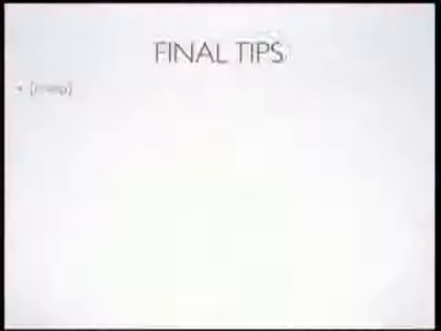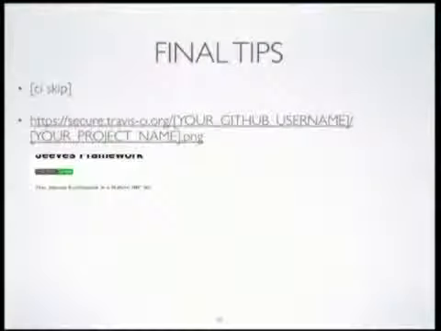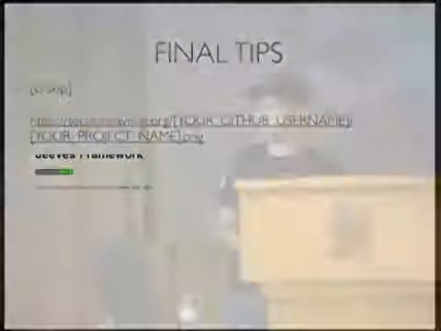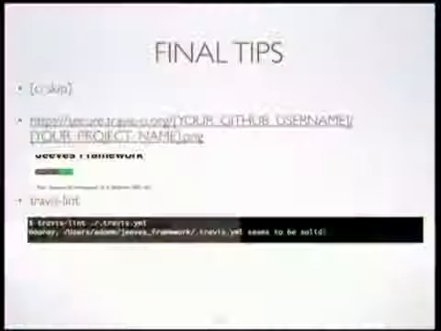So just a few final tips. If you want to skip a commit, if you don't want to test after a certain commit, you just add CI skip into your commit message, and Travis will just ignore it. If you have a README, and again, this is really good for open source, you can add in this image that will tell your users whether the build is passing or not. So obviously people know whether to download it or not.